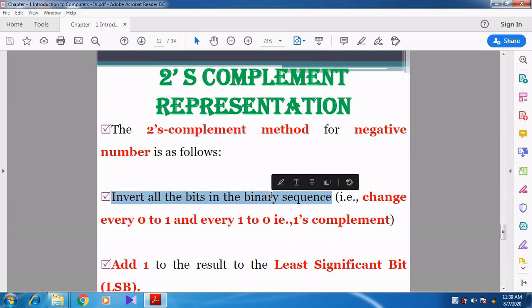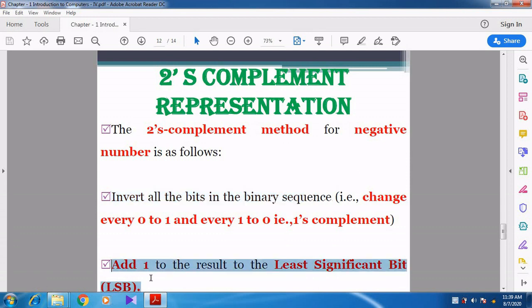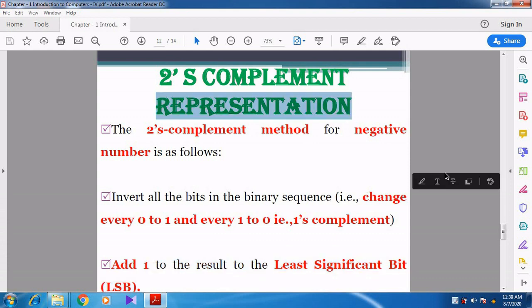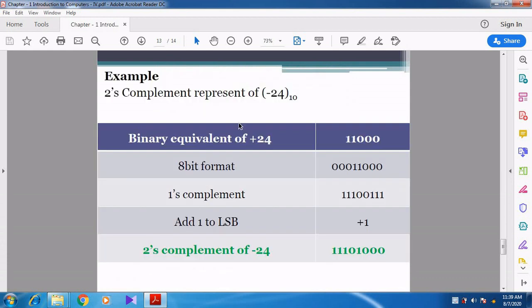Then 2's complement means add plus 1 to the result. Add plus 1 means you want to add plus 1 to the least significant bit, that is the rightmost bit. Let us see the example, then you can understand it clearly. So let us take the example for 2's complementation.